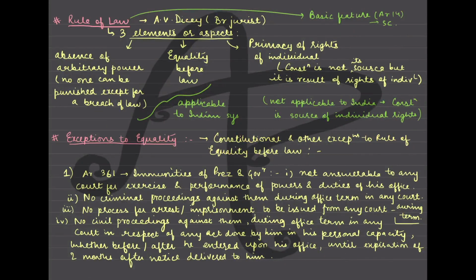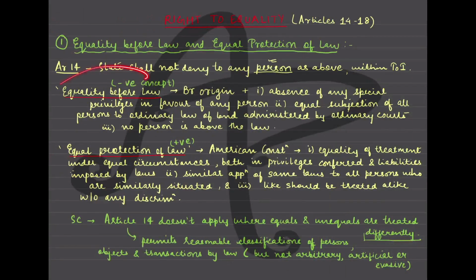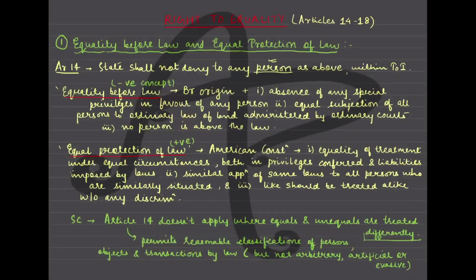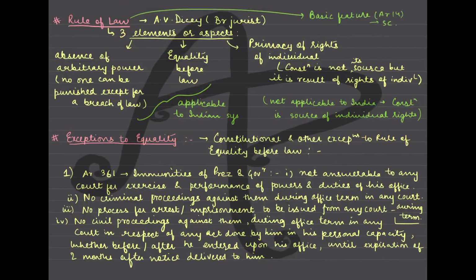Now, when we talk about this equality before law, this has actually come from a very major idea of rule of law. It has 3 components, of which one is equality before law. So we will look at that once as well. And the Supreme Court has also said that Article 14 is a basic feature. This rule of law, the whole idea, is your basic feature, and therefore you need to be very particular about it also. Now, who gave this concept of rule of law?